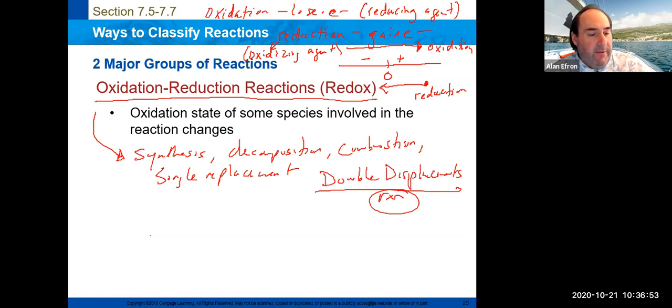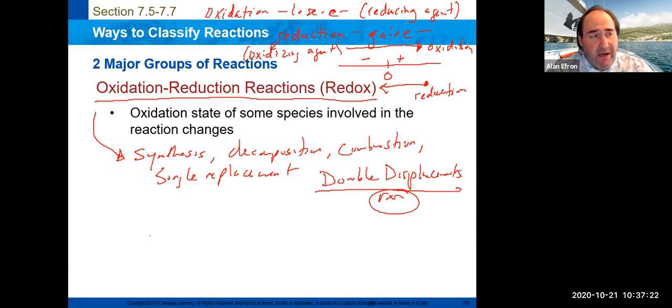Now, as we talked about, redox is the big classification, the big umbrella. And underneath that umbrella, we talked about some different types of classifications as well. So for example, we had a synthesis or combination reaction. That's essentially when you take two things and make one thing, so put them together. And although it is a synthesis or combination reaction, overall it is also still a redox reaction in some of those ones that we looked at.